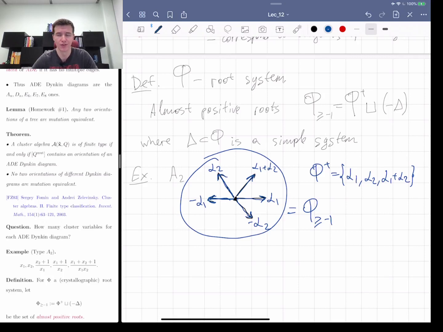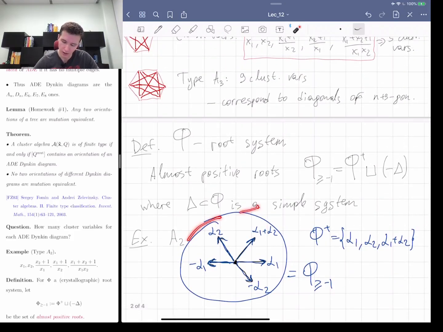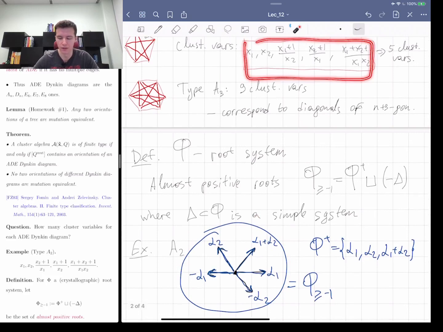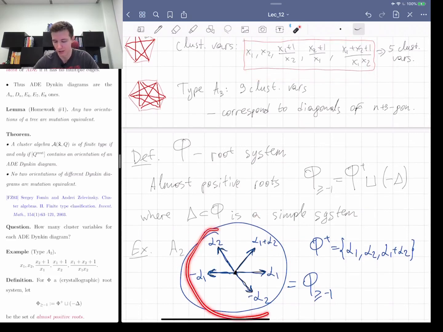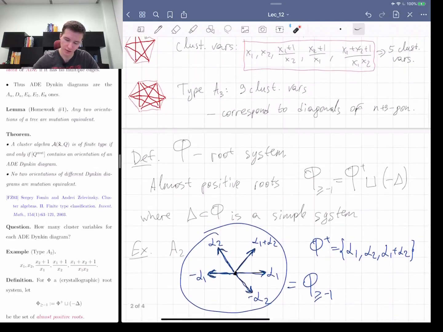I mean, it's not hard to see that in general in type A, the number of positive roots is n-2, and then you get n minus 1 negative simple roots, and that's your almost positive roots. But in particular, if you compare these alphas to these cluster algebras, then they kind of look like they should be in a nice bijection with each other. Specifically, let me first explain the bijection in this case.